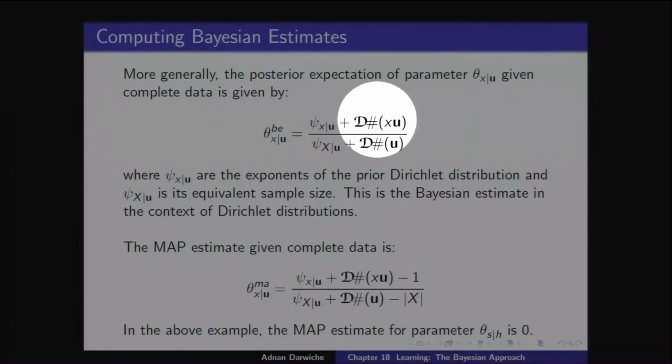Okay, look at this part. Forget about this here. Look at this. This was the case for the prior. The expected value of x given u is you just take the exponent divided by the equivalent sample size. Now I'm doing the same but for the posterior. The posterior, the exponent becomes this guy. I add this component, correct?